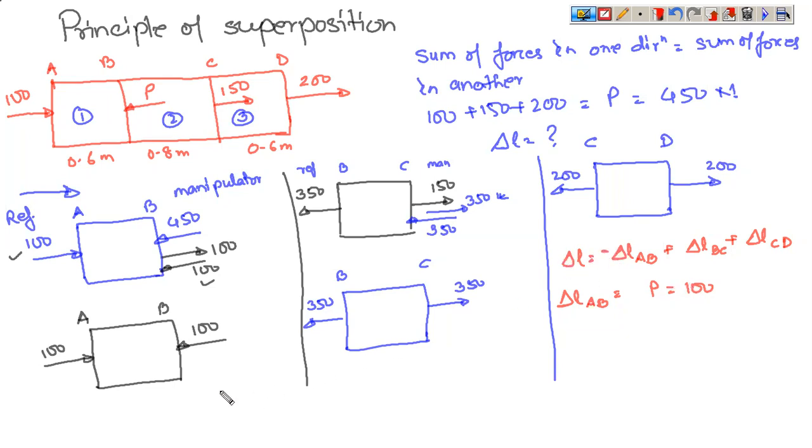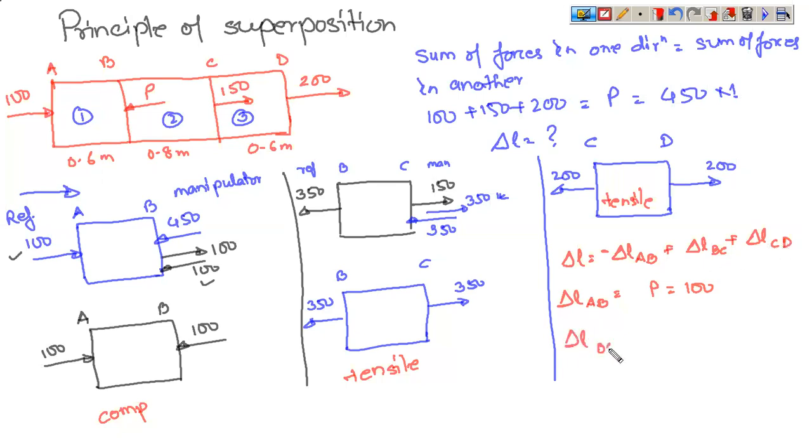Why is it negative? Because this is a compressive load. Here it is compressive. Here this is tensile, and this is also tensile. So tensile is positive, compressive is negative. So this actually becomes minus delta L AB plus delta L BC plus delta L CD.